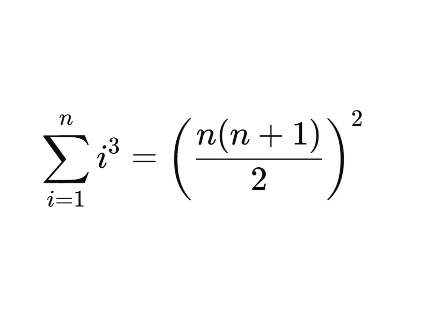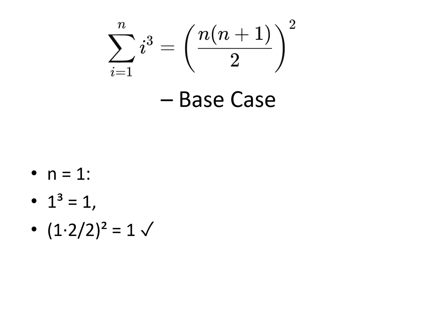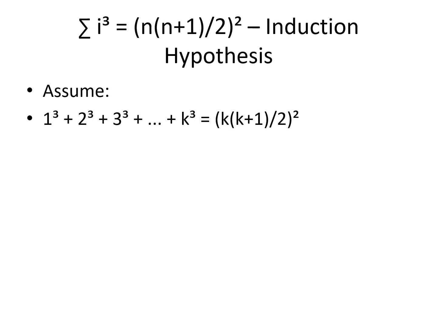So this, our base case, if we plug in n is 1, then I get 1 times 1 plus 1, that's 2, over 2, that's 1, squared is 1, and that is in fact equal to 1, which is 1 cubed. Now the next thing is that I assume that this summation is true.